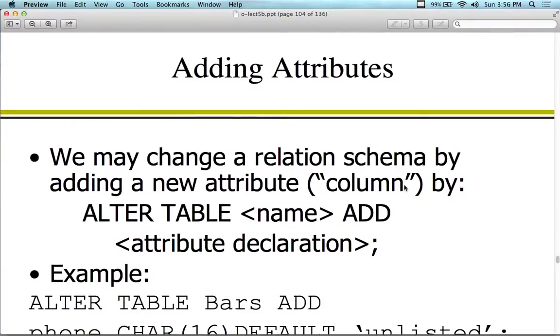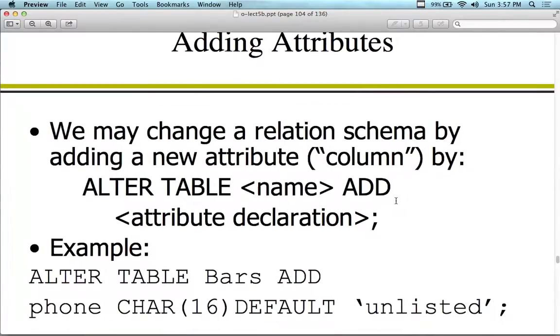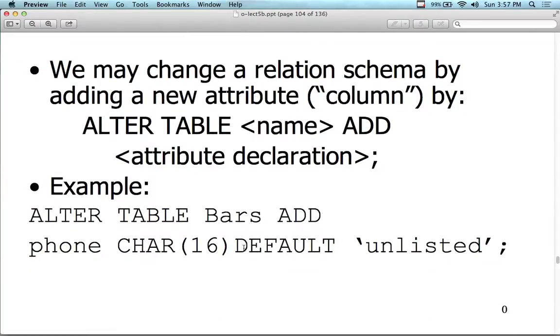Now after the table has already been created, we can alter the table to add more stuff to it. If we're going to alter the table, we might change a relational scheme by adding a new attribute or a new column. By going alter table, the name of the table, add an attribute declaration. So alter table bars, add phone number, and the phone number is going to be defaulted as unlisted. Why are you going to do that? Because everybody who is already in the table is now going to see unlisted instead of empty.